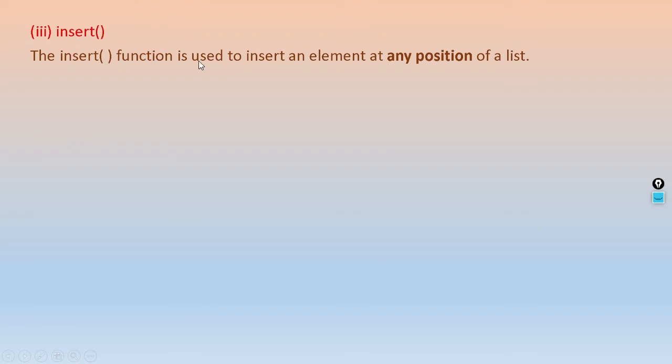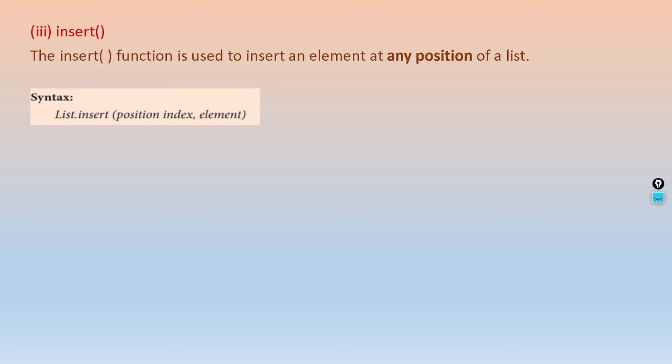Next one is the insert function. The insert function is used to insert an element at any position of a list. Previously we discussed append and extend. Those two functions add elements only at the end of the list. Suppose I want to insert a value at my desired position, then we have to make use of the insert function.